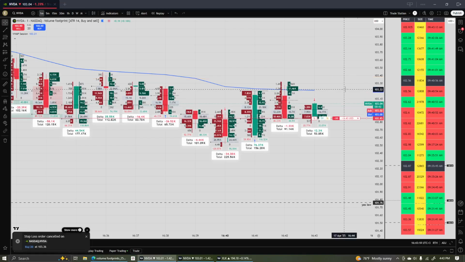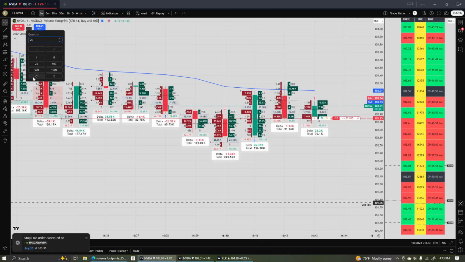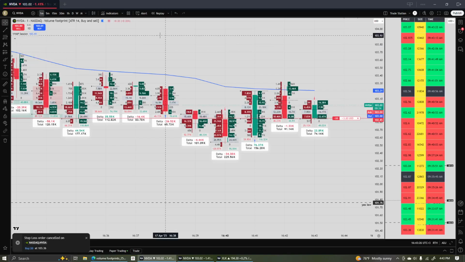Let's not focus on the stop loss. 2010, I might try to add size later. Make it a full size.